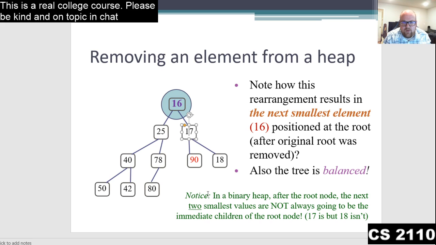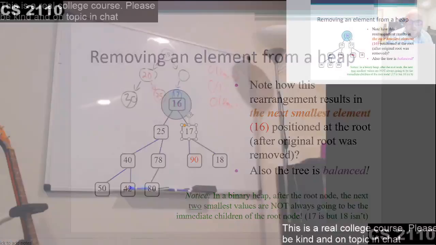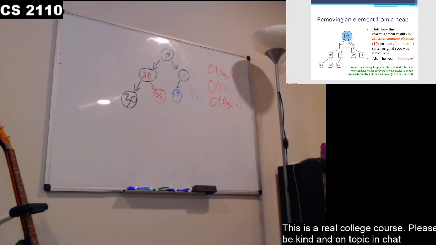What's the most number of values you would need to possibly swap with? Once again, it's log n. So that's pretty good. Log n's pretty good. So let's go back to the whiteboard, and let's do a couple removes here so you can see how it's done.